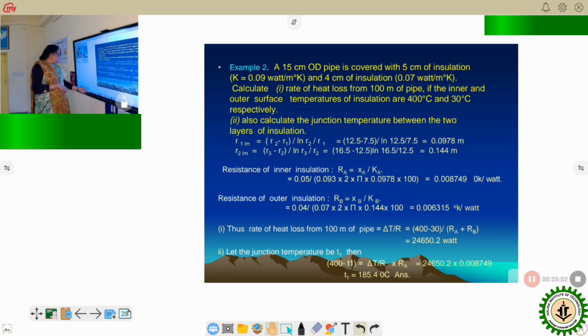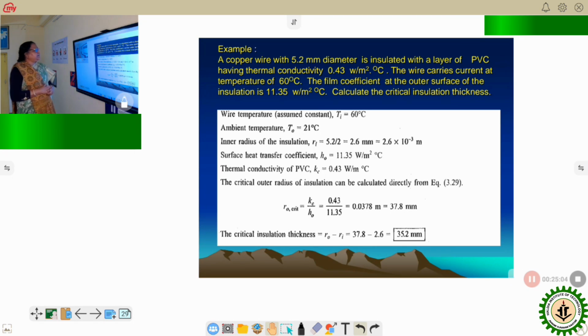And the next problem is very easy, that is to find the Rc, and all the data are given. We know Ho, we know Kc, so applying these values we can find Rc very easily. Kc by Ho is equal to 37.8 millimeter, and the critical insulation thickness should be Ro minus Ri, that is 35.2 millimeter.